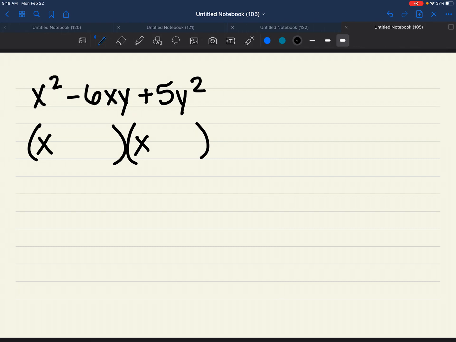It's not as difficult as it looks. What do you know about both numbers, what would they both have to multiply to get 5y squared? They both have to have y. And then there's only two choices for your numbers, or really there's only one choice. 5 and 1, right? So this should be just y. This should be 5y. What do you know about the signs?